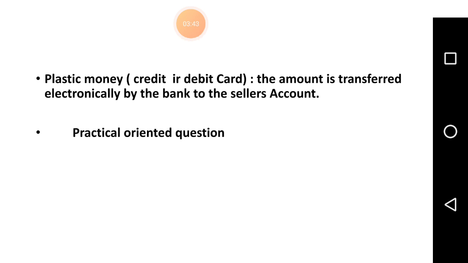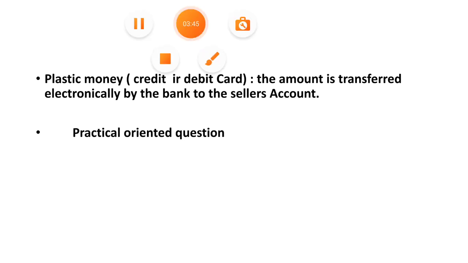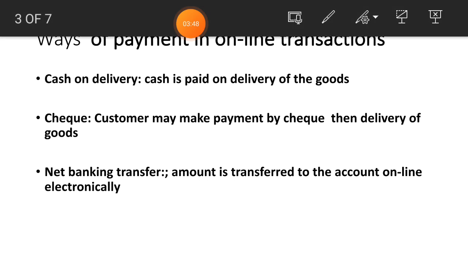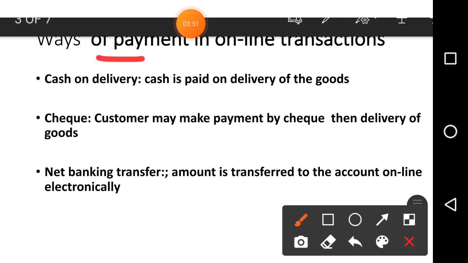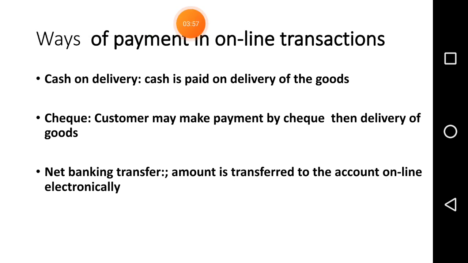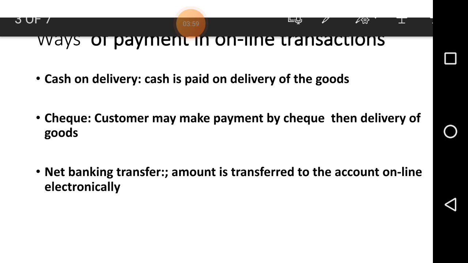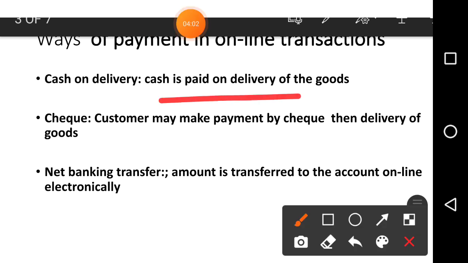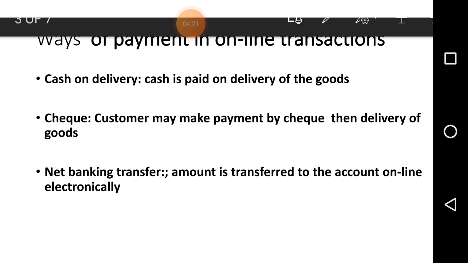Next is plastic money. Our topic is ways of payment, how money can be paid in online transaction. First is cash on delivery, that is, when goods come, after that you pay the cash. Then check. Then net banking transfer. Say you are purchasing groceries online from Big Bazaar. They will bring the product, but you transfer the money from your account to their account online. You will not go to the bank, you will not even go to Big Bazaar. At home only you do the transaction.